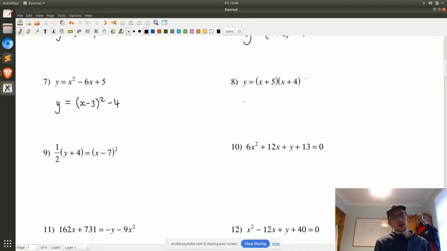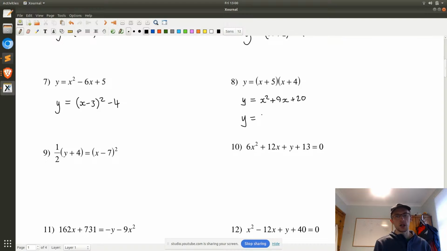This is in factorized form. General form, vertex form, factorized form. You need to expand that out to get general form, x squared add 9x add 20.